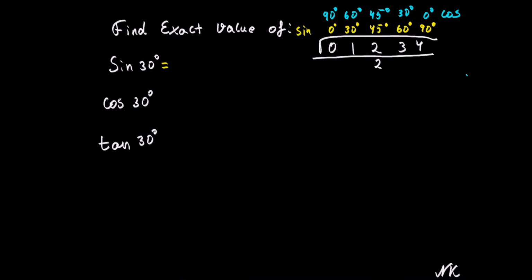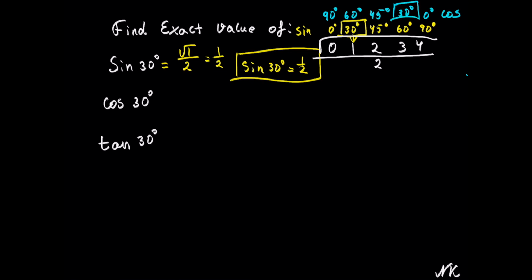The reference for 30 degrees in sine is on top of 1. So sine of 30 degrees is square root of 1 divided by 2. Square root of 1 is 1 divided by 2. So sine of 30 degrees is equal to 1/2. The reference for cosine of 30 degrees is on top of 3. So cosine of 30 degrees is equal to square root of 3 divided by 2.